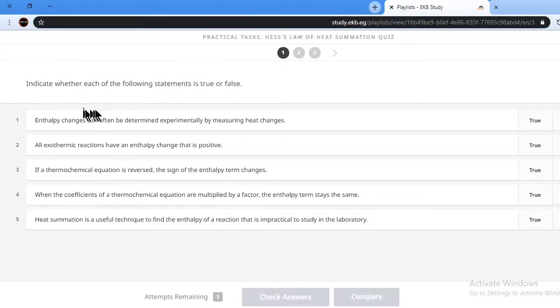Enthalpy change can often be determined experimentally by measuring heat change. True. All exothermic reactions have an enthalpy change that is positive, so it is false. If a thermochemical equation is reversed, the sign of the enthalpy term changes. True. When the coefficients of a thermochemical equation are multiplied by a factor, the enthalpy terms stay the same. False. Heat summation is a useful technique to find the enthalpy of a reaction that is impractical to study in the laboratory. True.